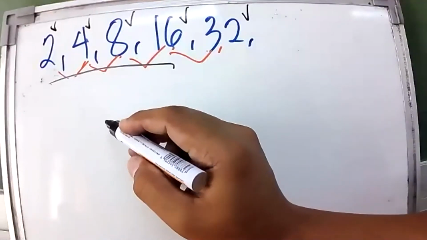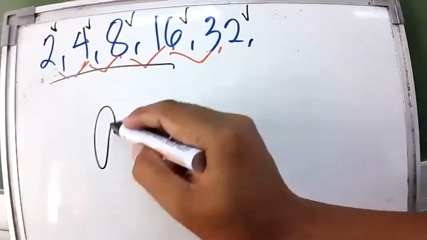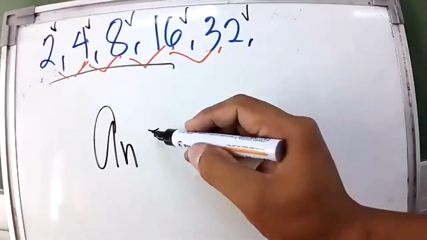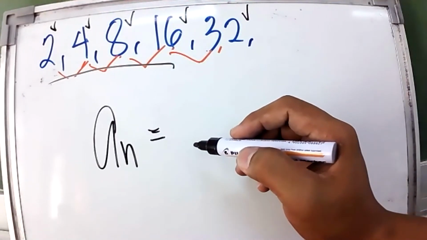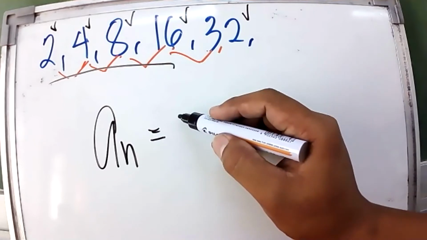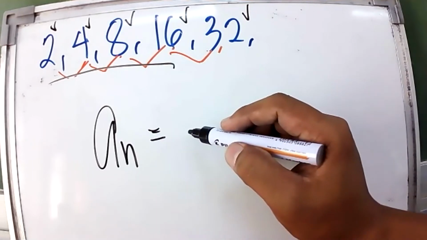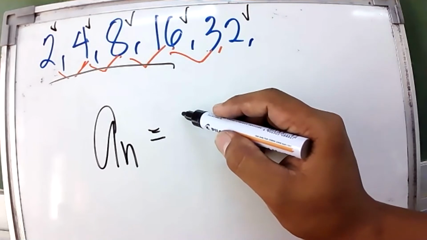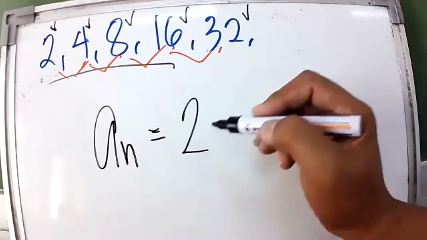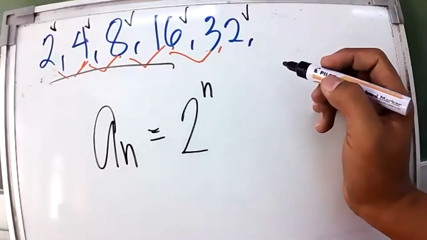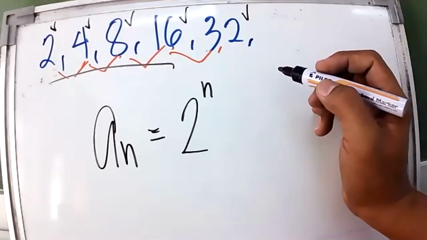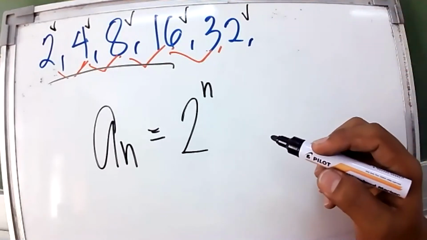So, a sub n equals 2, kasi yun po yung combination niya. The common ratio? 2. Tapos, raised to n. Yun po. 2 raised to n. Okay, try nga natin ito.